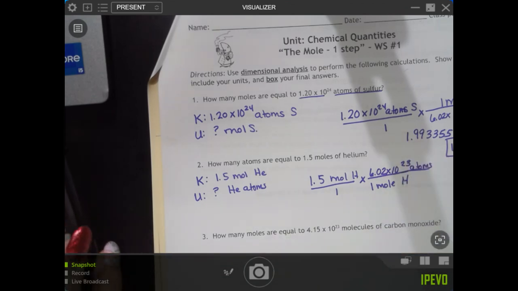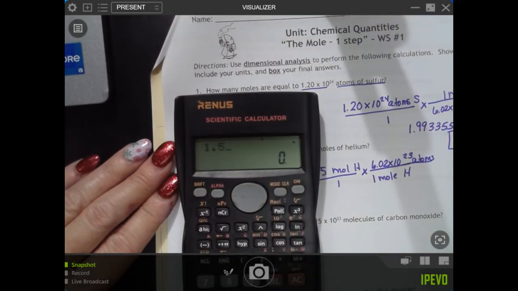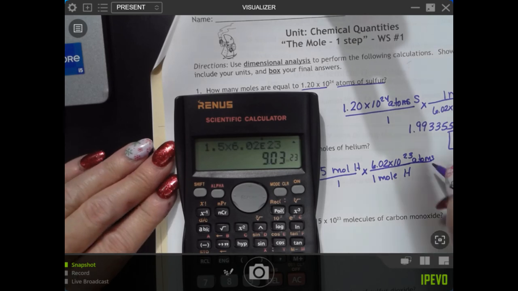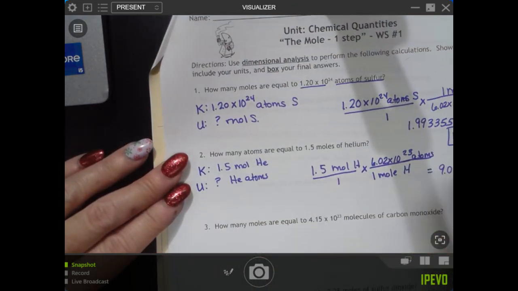Now I'm going to multiply 1.5 times 6.02 exponent 23, equals 9.03 times 10 to the 23rd. And that is atoms.